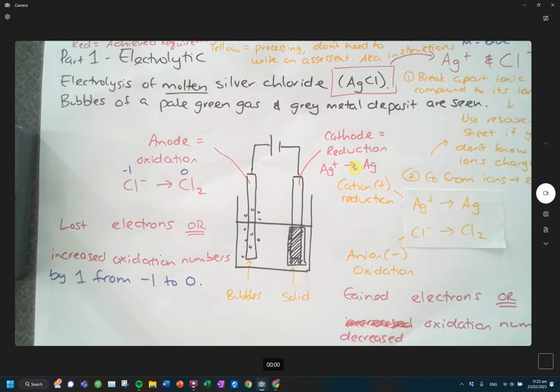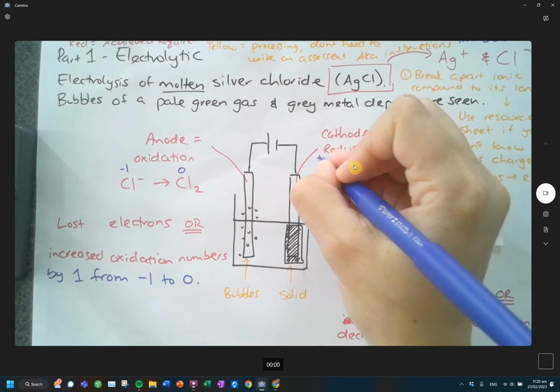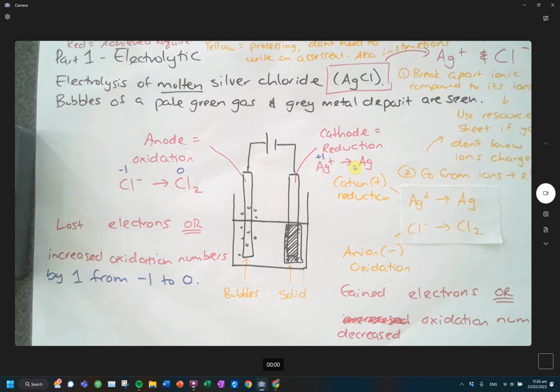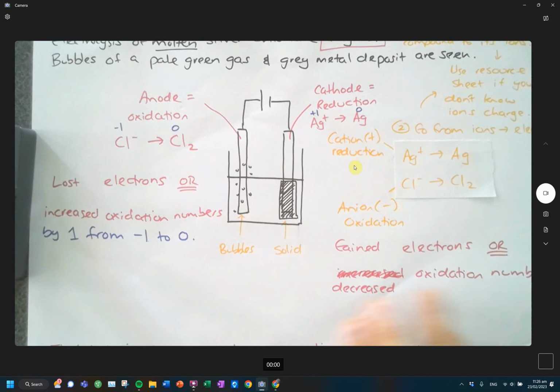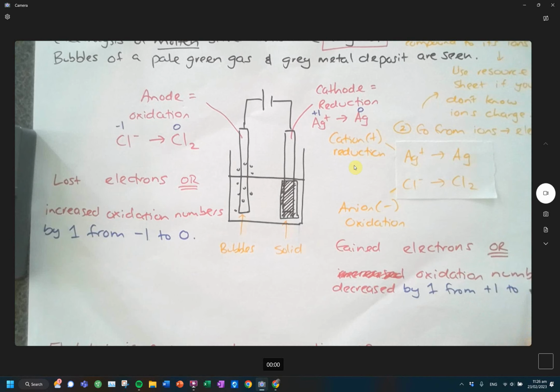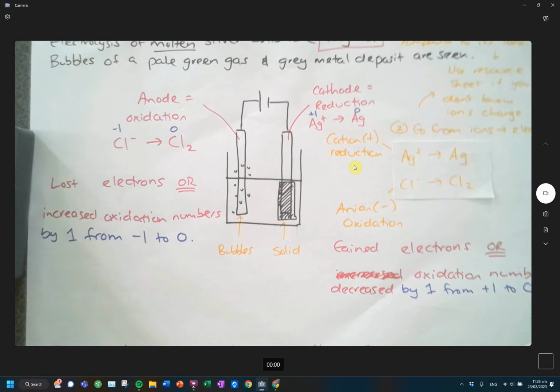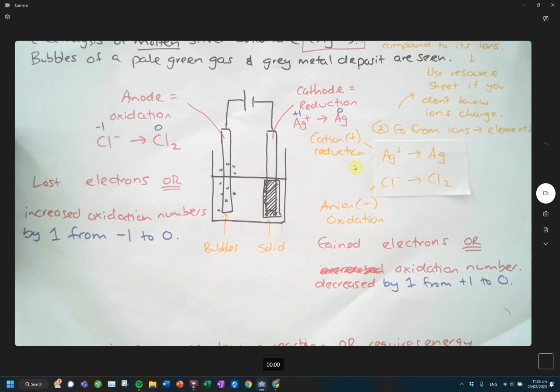All right, what about my silver? What's its original oxidation number? +1, because again we're using the charge of the ion, so that's +1. What's the next one for the element? 0. So in this case, the oxidation number has decreased by how many? By 1, going from +1 to 0. So that's the first level or layer of my next justification.